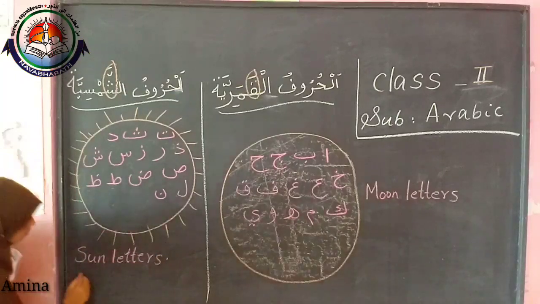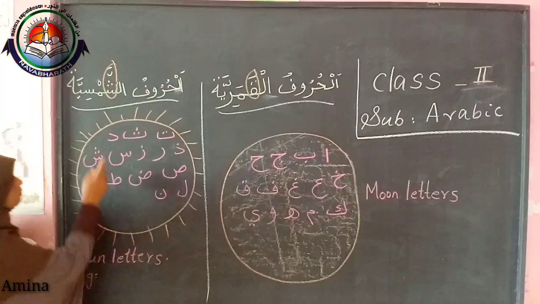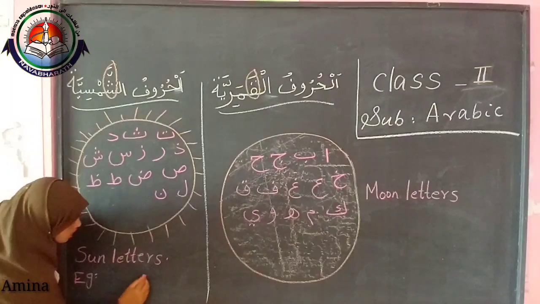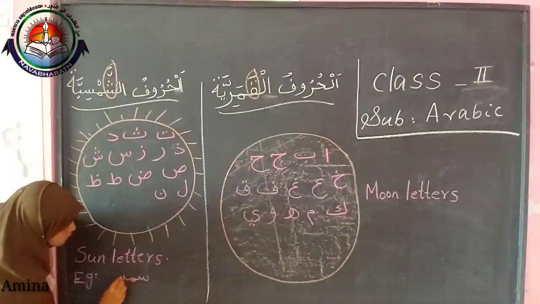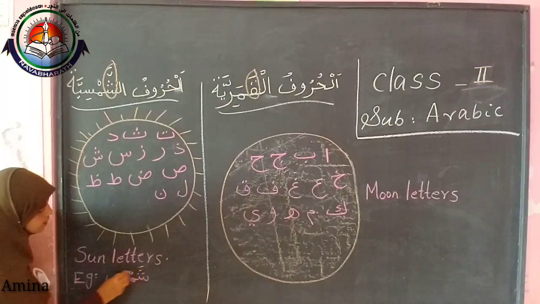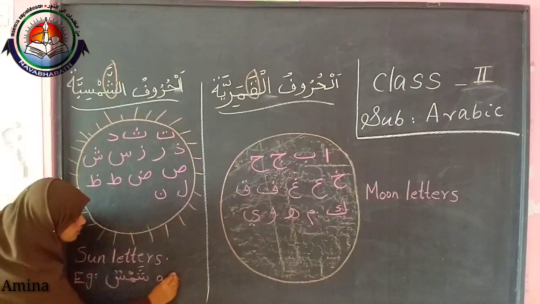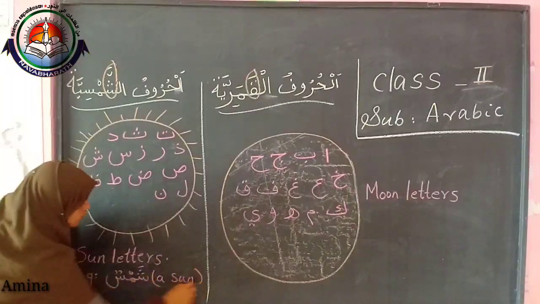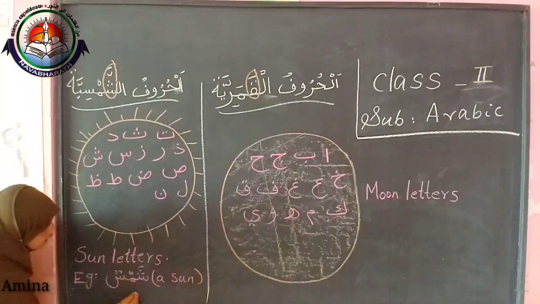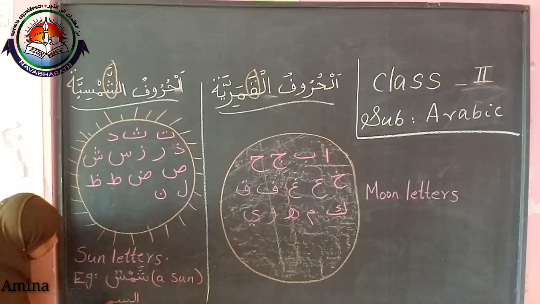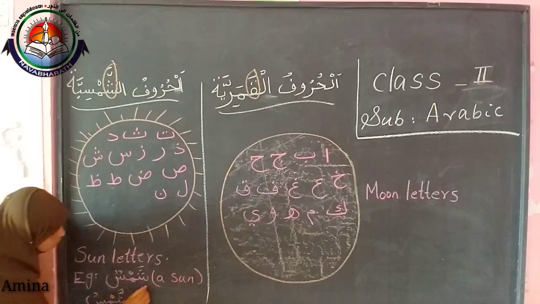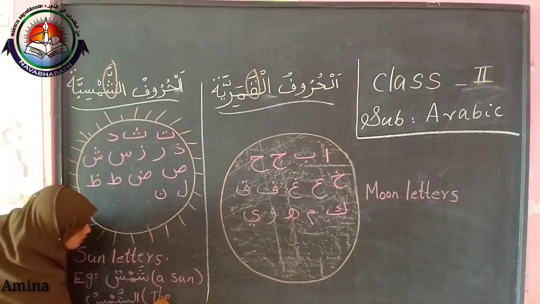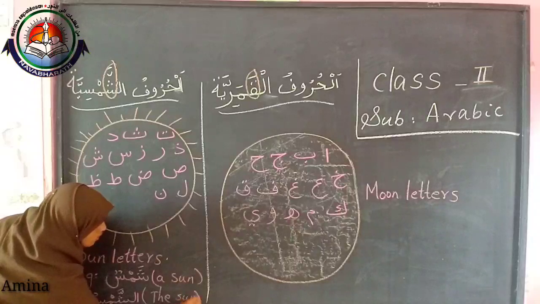Example, only one example I am showing you. This is Ash-Shams, Shamsun. What is the meaning of Shams? Shams means a sun. Then if we add alif and lam before it, we get the meaning ash-shamsu. Ash-shamsu means the sun.